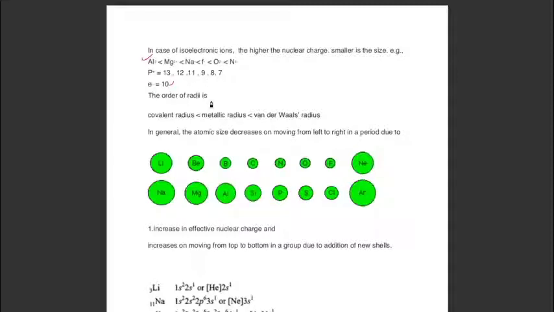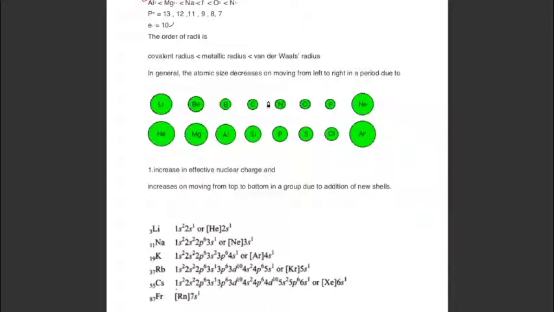In general, the order of radii is this, meaning covalent radius is smallest or least and van der Waals radius is largest. Now let us discuss how atomic radius varies in a period when we move from left to right. In general, the atomic size decreases on moving from left to right in a period.